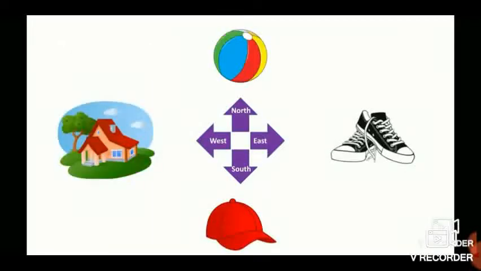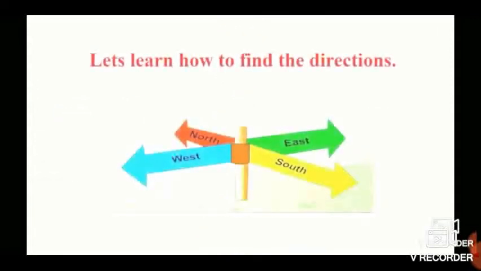Now look at these pictures: ball, cap, shoes and house. Can you tell me the directions? Yes, the ball is in the north side, shoes in the east, cap is in the south side, and the house comes at the west side. You can see the opposites: north and south are totally opposite, and east and west are totally opposite.